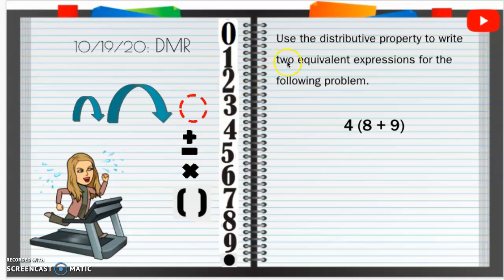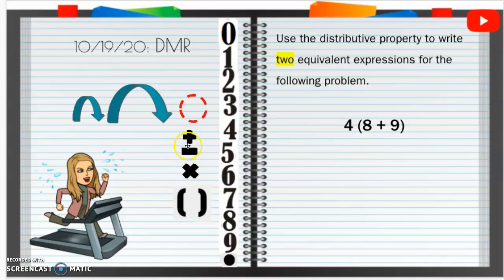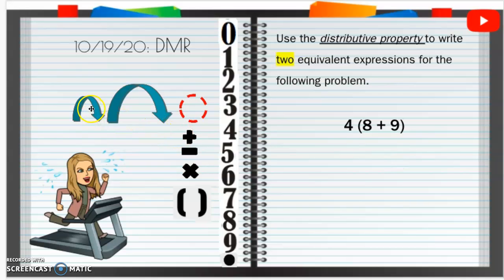So I'm going to highlight this word two here because we need two equivalent expressions. An expression, remember, has either addition, subtraction, multiplication, division, any kind of sign except for an equal sign, so no equal sign. All right, so, we know how to do this. So we're also going to use the distributive property. When we use the distributive property, remember the distributive property has these arrows.